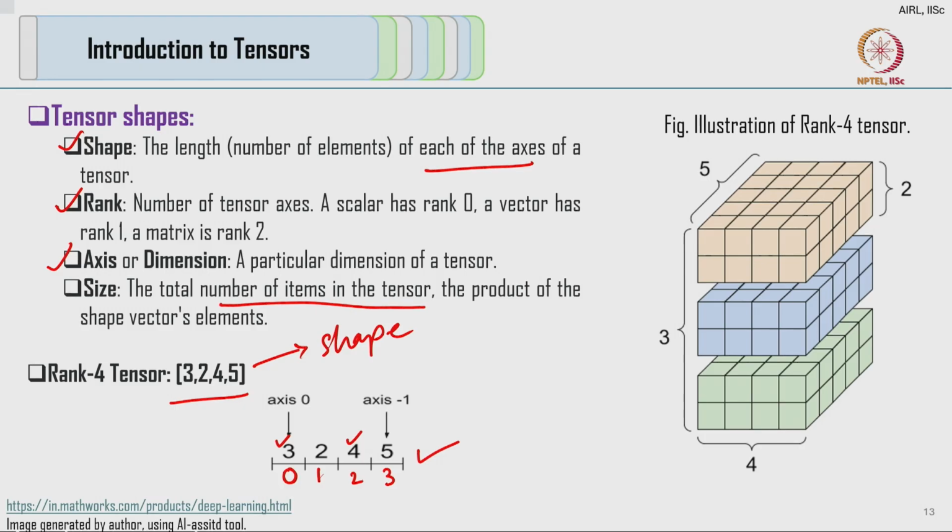Now the visualization of a rank 4 tensor can be observed on the figure on the right. Now again, this is just a visualization of a rank 4 tensor, right. It could be viewed differently also. We only focus on one particular view.